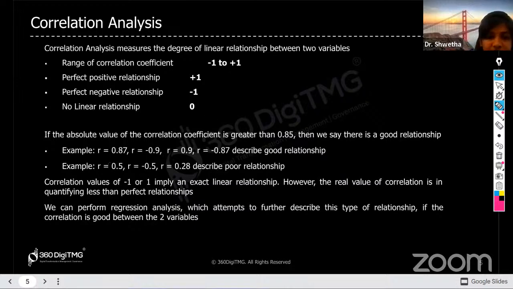Now, r equals 0.87, r equals -0.9, r equals 0.9, or r equals -0.87: all these are good relationships, like the X and Y are linearly correlated. If the r value is less than 0.5, such as 0.5, -0.5 or 0.228, this describes a poor relationship. If it is 0, there is no relationship between those two variables.